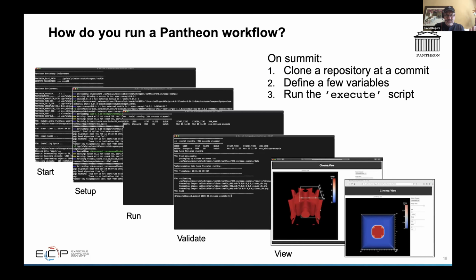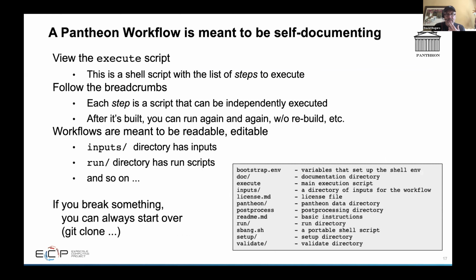After you run the execute script, it starts to chug away, and we'll see this today in the example. So these are meant to be self-documenting. The way that we've broken things up is into these logical steps, those four steps that I talked about. The philosophy of what we're doing is that there shouldn't be a lot hidden in these steps. We started off by using a workflow management toolkit, and it introduced a layer of complexity that we decided wasn't really necessary.